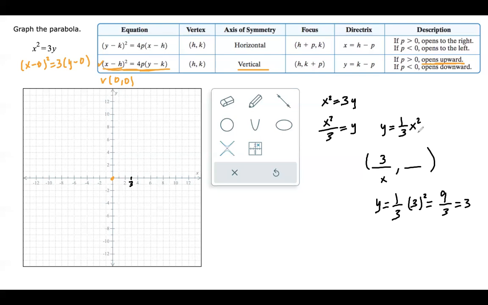So whenever I use a 3, I end up with a 3. So the output is (3, 3). That way I can sketch this graph. And on the other side, because parabolas are symmetrical, it's going to be (-3, 3). So the parabola will go something like this.